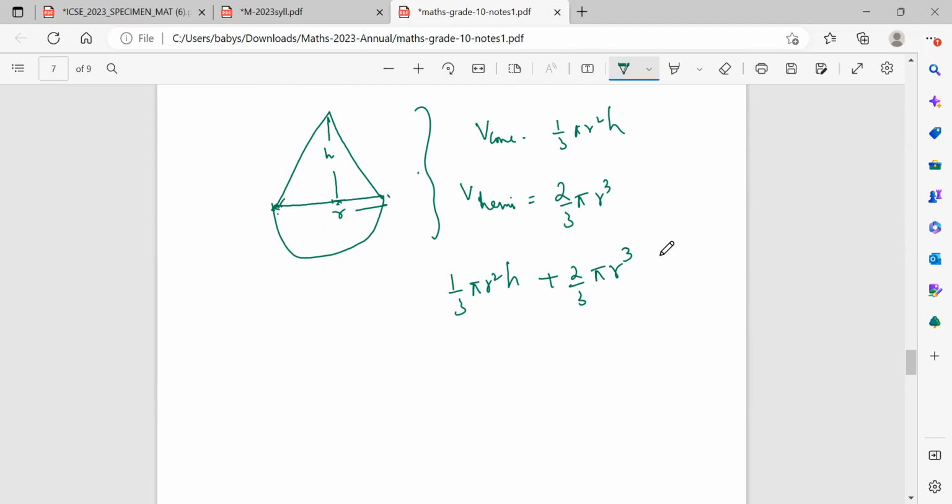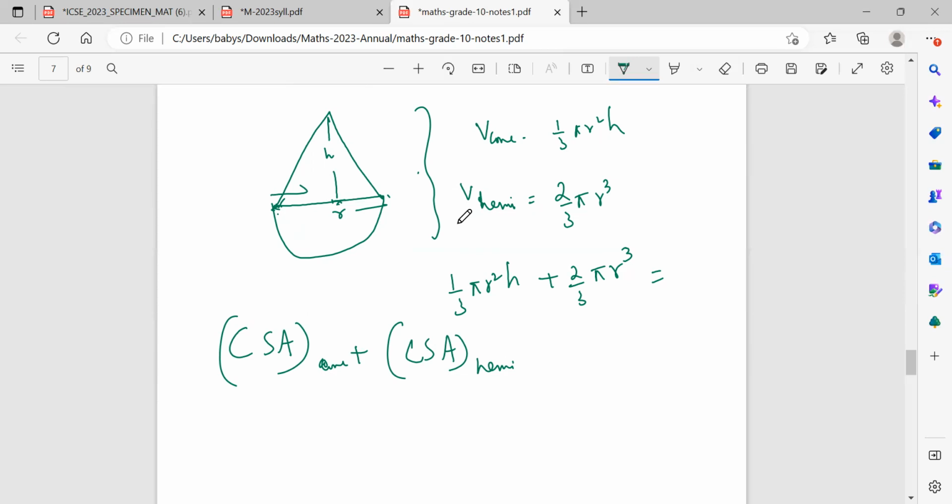So then you can get the combined volume of the combination, volume 1 plus volume 2. In surface area, it's not like that. So in this case, it will be CSA. When I talk about surface area, it is the CSA of the cone, curved surface area of the cone, plus the curved surface area of the hemisphere. Okay, you need to remember this. CSA of the cone plus CSA of the hemisphere.